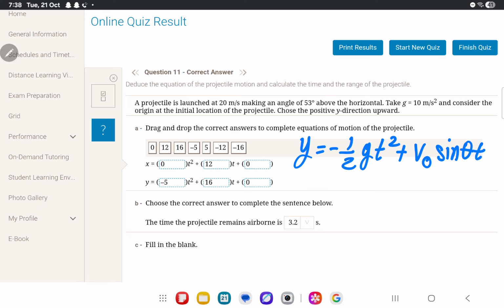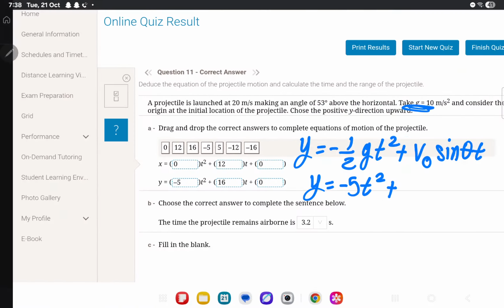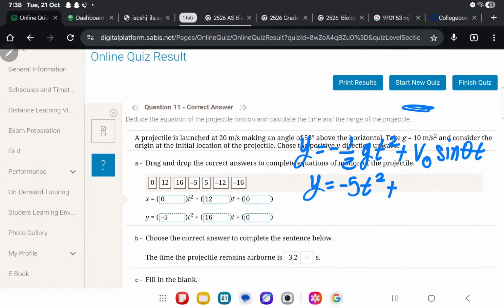Alright. So y is equal to negative, g is 10, so negative 5t squared plus, remember, because g is 10, negative half of 10, negative 5, plus V0, which is what, 20? 20 sine 53. 20 sine 53 is 15.9, we're taking it as 16t. And then there's no y0, because it was launched from the origin, so plus 0. Alright, so now you're going to substitute this, exactly copy paste: negative 5t squared, 16t, and 0.